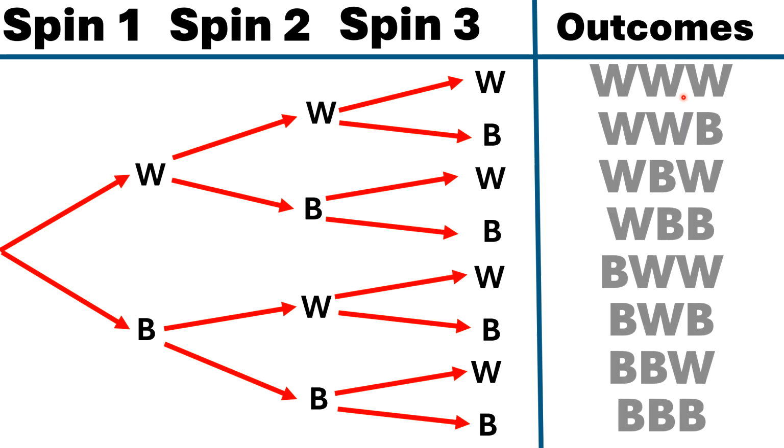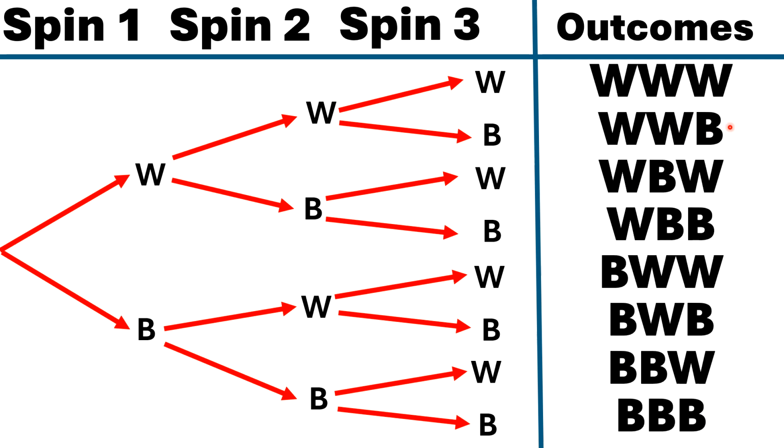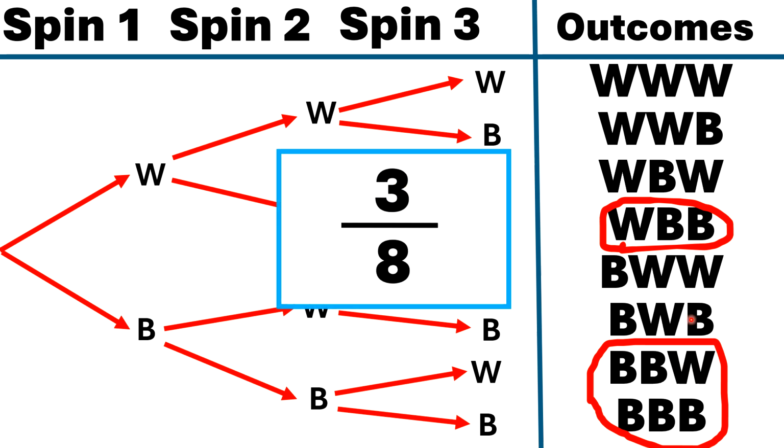This is what matters. You can get white 3 times, you can get white 2 times and then blue, there's WBW. So how many of these outcomes involve 2 blues? Well, these ones. When you spin 3 times, there's 3 occasions in which there are 2 blues, and this means that it's 3 out of 8 because there's 8 outcomes.